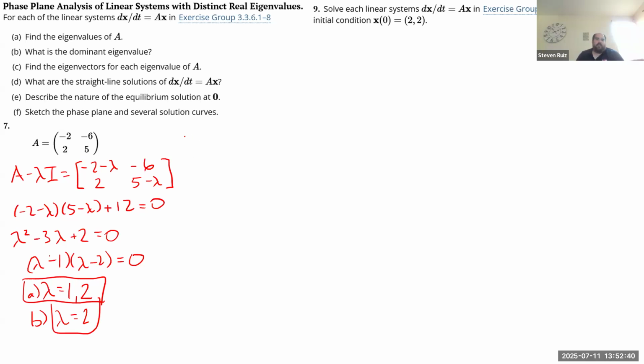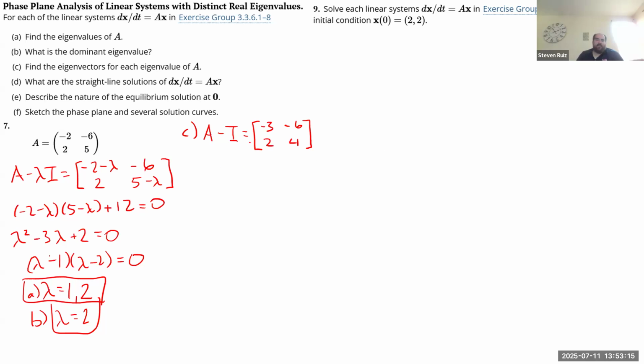Eigenvectors. So now I'm going to rebuild. I'm still working with A minus lambda I, except now I've found the values of lambda that I care about. So the first vector I'll build is A minus 1I, which is negative 2 minus 1, so negative 3, negative 6, and then 2, 4. Same reason as before, these rows are multiples of each other.